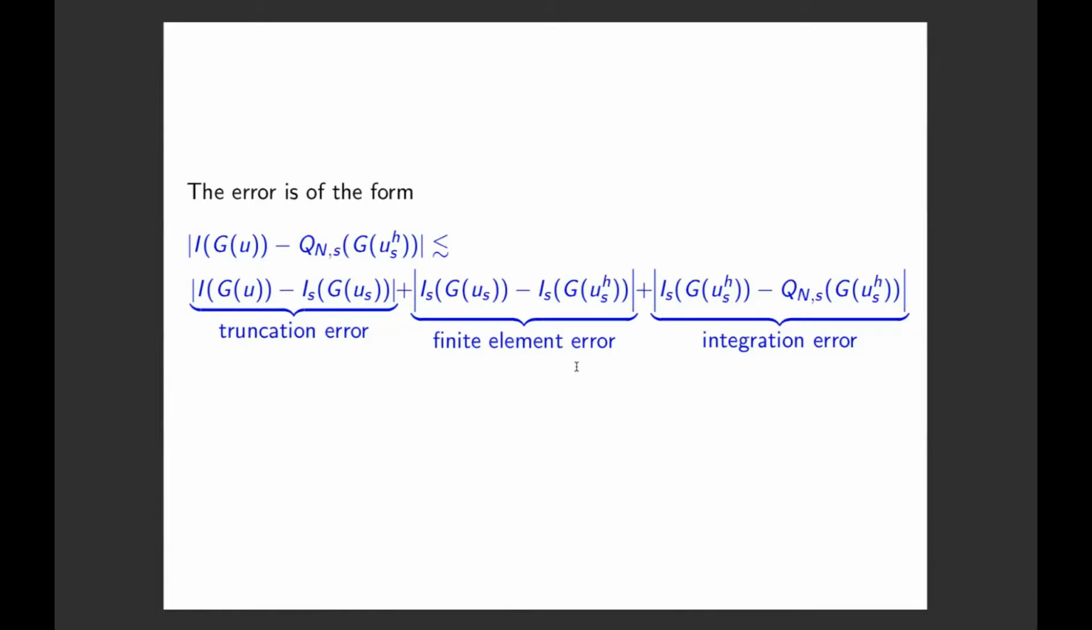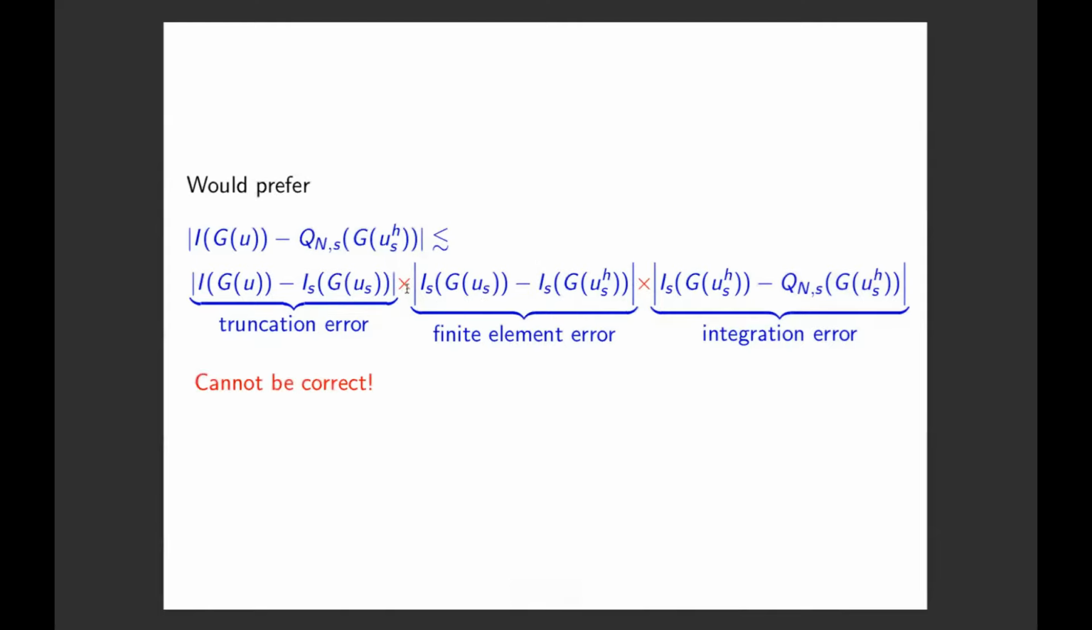It doesn't make sense, of course, to just reduce one of the errors, say the truncation error, leaving the others the same, because that does not guarantee that the error becomes smaller and smaller. So this sum of the three error terms forces us to balance all three errors in some reasonable way.